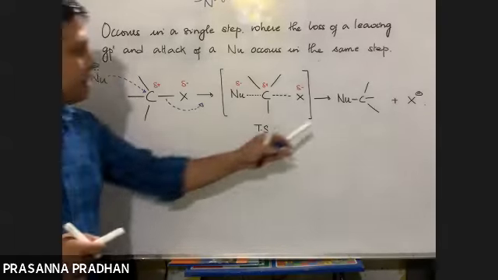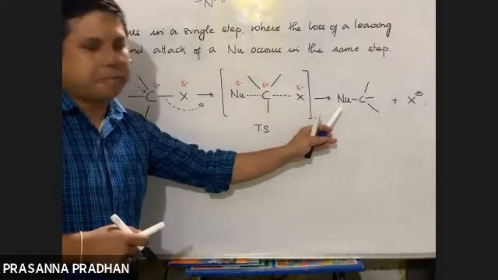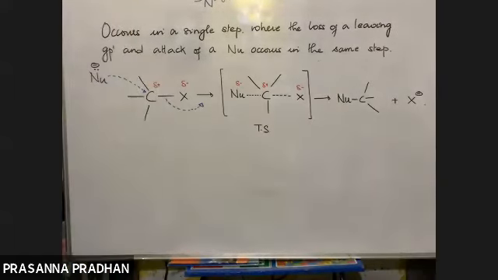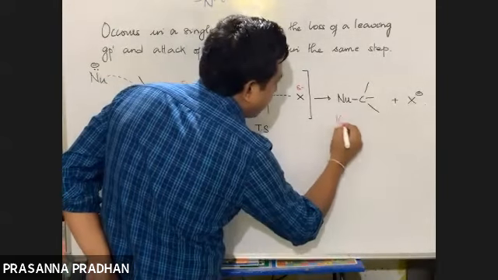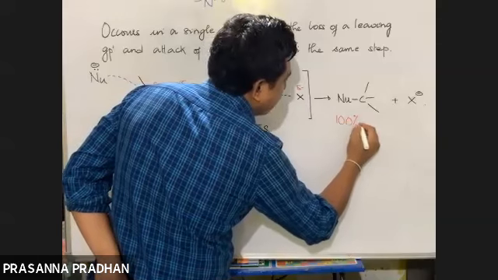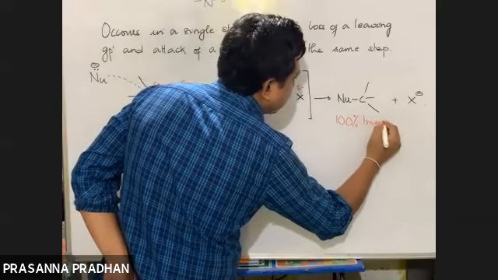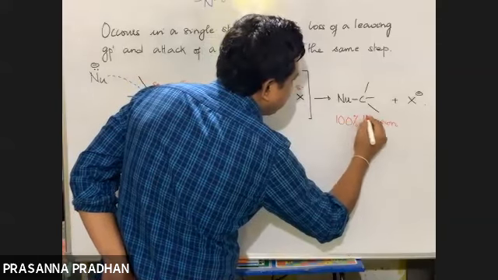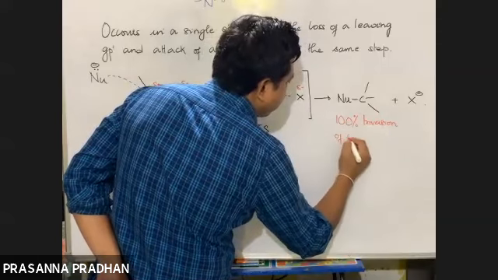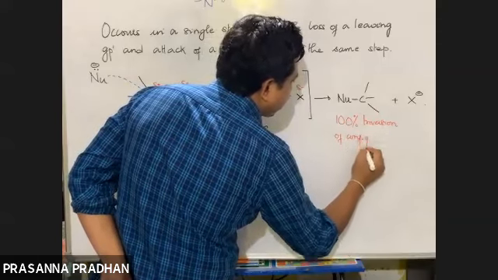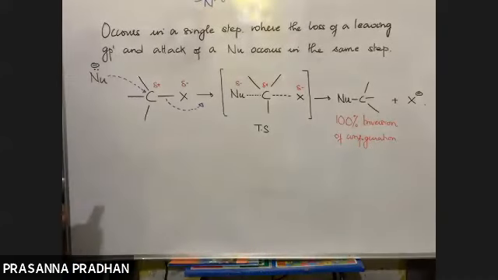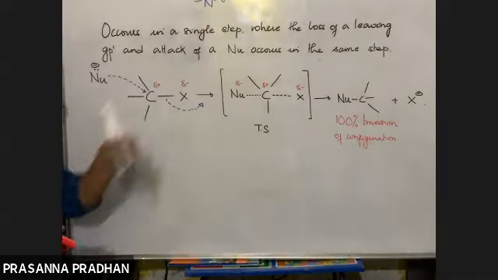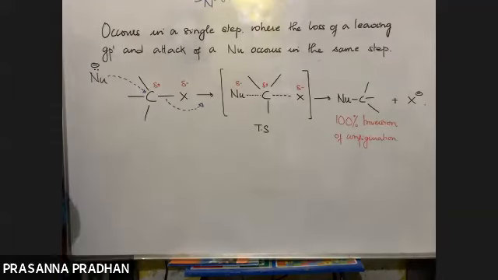Since the nucleophile forms a bond from the side opposite to that of the leaving group, the products are formed with 100% inversion of configuration. In SN1, what is happening? 50% product with inversion, 50% product with retention. But here retention is not possible.